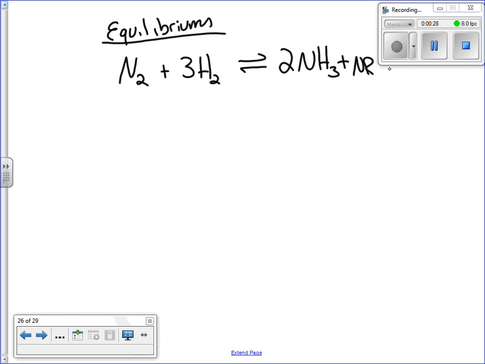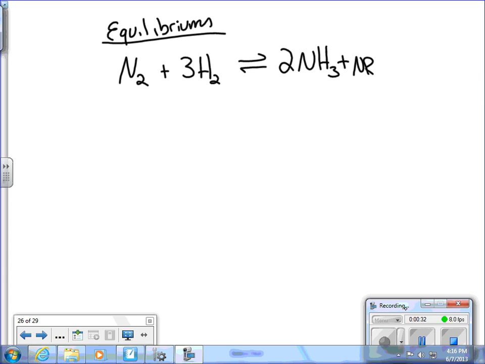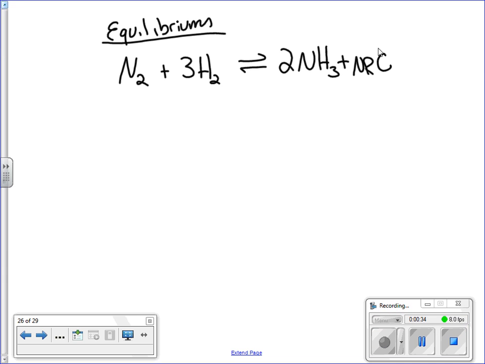All right. Let's bring this down. This is the Haber process. This is how to produce ammonia. I know, Kelsey, it annoys you when I write NRG, but you'll survive. This is an exothermic process because energy is on the product side. Energy is produced. So, equilibrium.